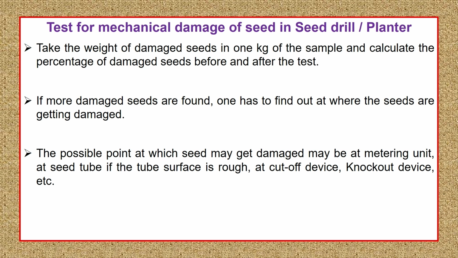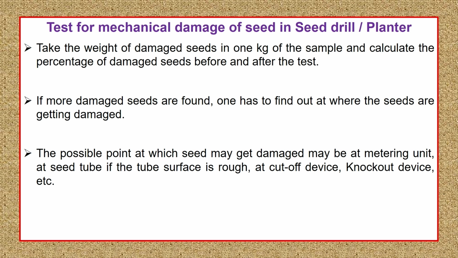So the question is, what are the spots or locations within the seed drill where the seed may get mechanically damaged? The possible points where the seed may get damaged in the seed drill, seed planter or seed cum fertilizer drill are, first, the metering unit. The metering unit will have a motion, and while it is moving, it will carry the seeds. So there will be friction between the moving parts and the seed, and that's how there are high chances for the seed to get mechanically damaged.